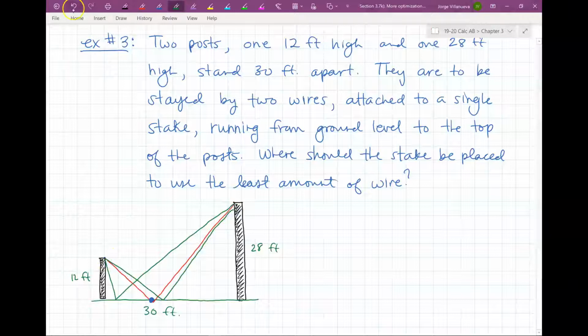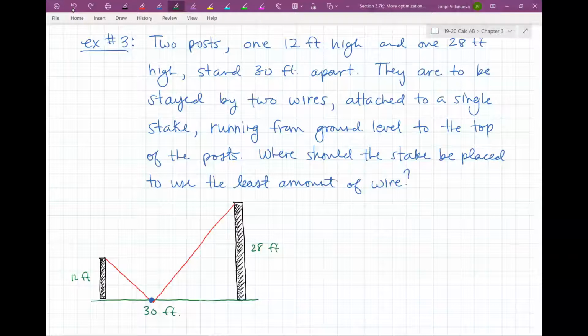How many different opportunities can I change the position of that stake? There's an infinite number of possibilities, right? So what we're about to do is figure out where's the best place to put it. Because for every position that I move that stake, it's going to require more wire on the left or more wire on the right. So just because you figure out one length, it's not going to fit everything. Let's go ahead and figure out how we're going to write this out.